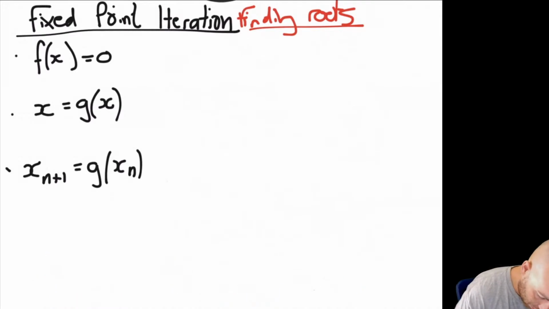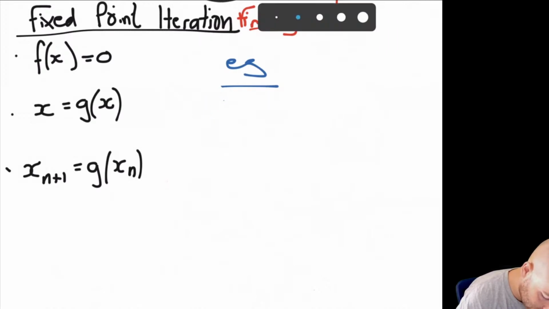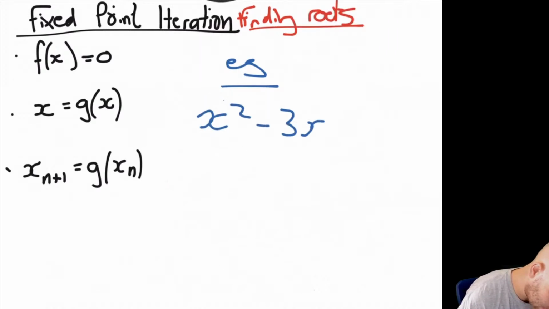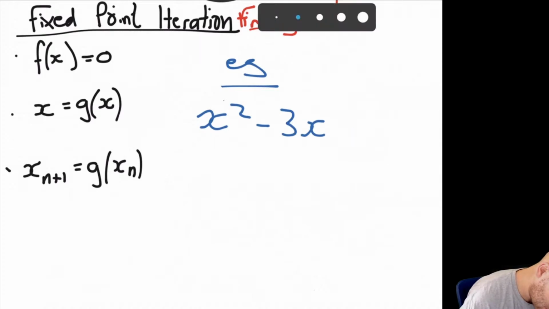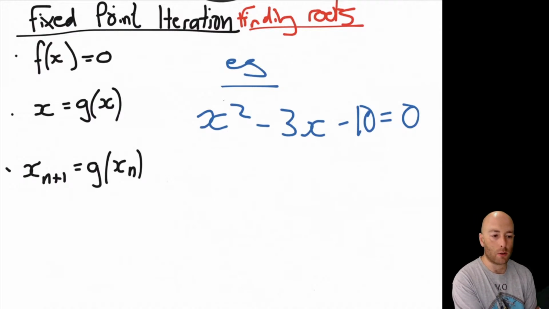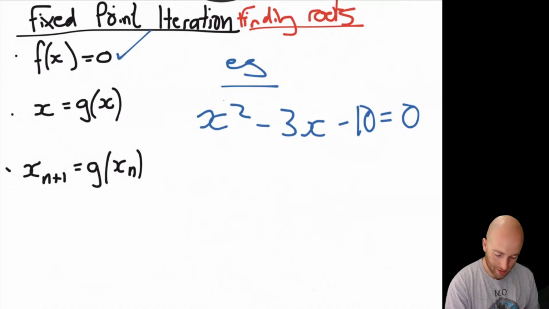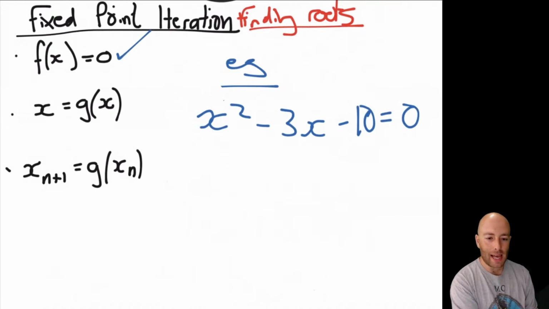So for example, let's say we're trying to solve x squared minus 3x minus 10 equals 0. So that's my equation we want to try and solve. So step 1, write it as f of x equals 0. Well, that's done already. So we've done the first step there. Next bit, rearrange it to get x equals.